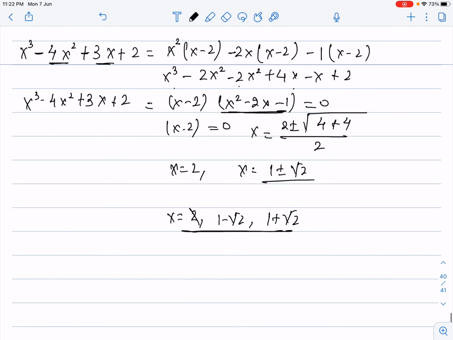So 2 should not be considered by you. 1 minus root 2 should not be considered by you because root 2 is 1.414 approximately. So this is the only value of x I could consider over here.